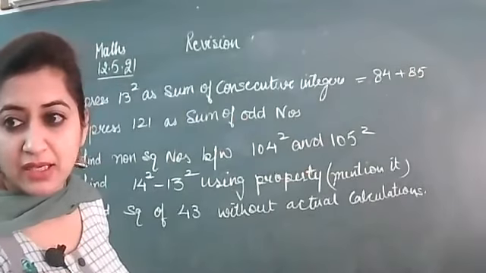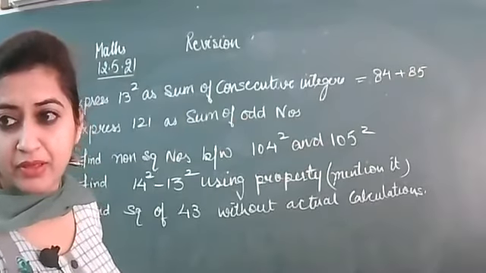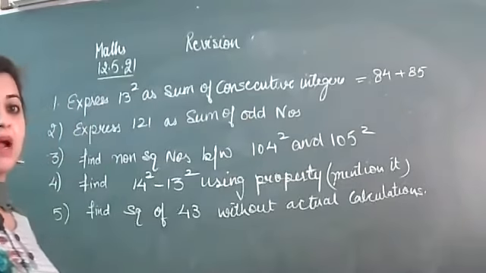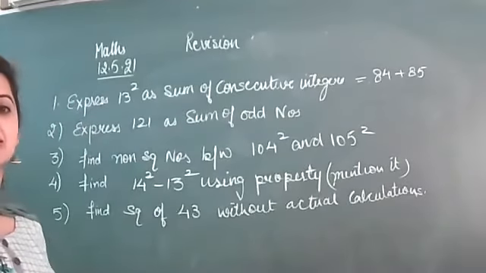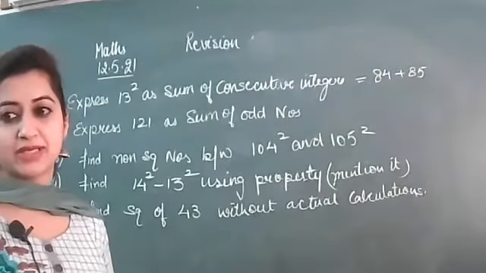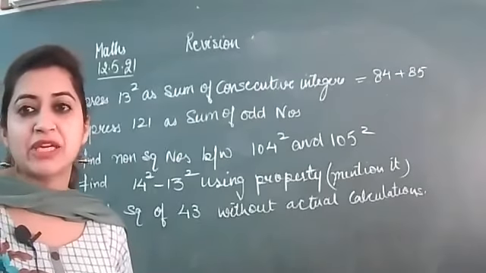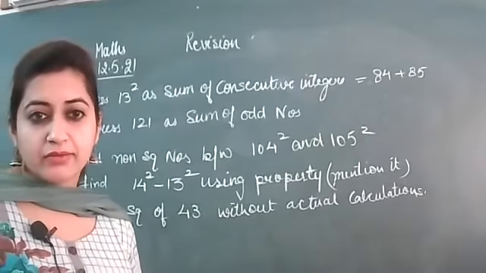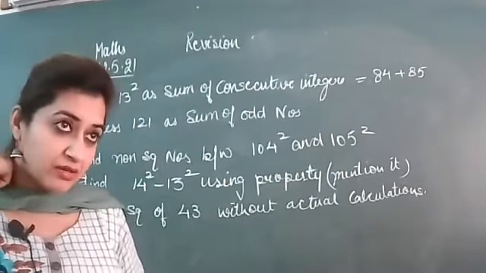Yes, Ananya. Yes, ma'am. Second का आंसर देना था. Second part, express 121 as a sum of odd numbers. Ma'am, 1 plus 3 plus 5, plus 7 plus 9, plus 11. Ma'am 21 तक odd numbers लिख देने.